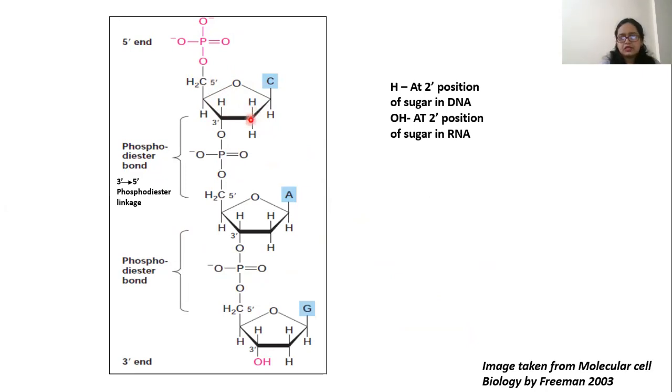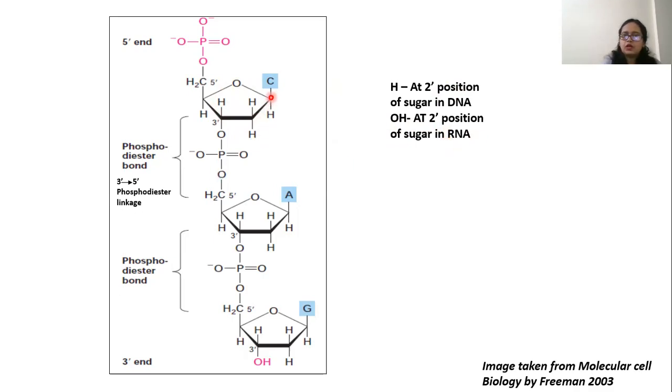Why am I saying it is a deoxyribose? Because at its 2' position, this is 1', this is 2', 3', 4', and 5' position of carbon in this pentose ring, at the 2' position, hydrogen is found. So it is called a deoxyribose in the case of DNA. And when in place of this H, a hydroxyl group or OH group is present, then it is called a ribose sugar and is present in RNA.